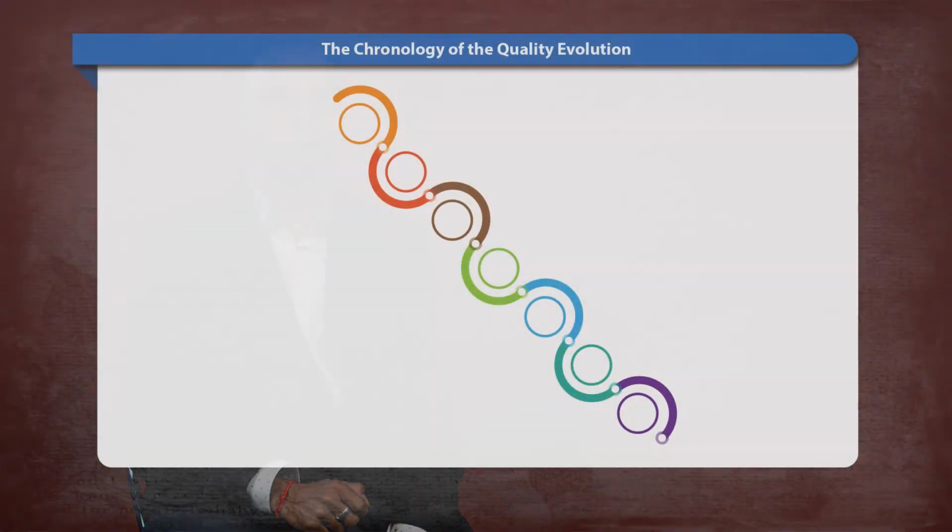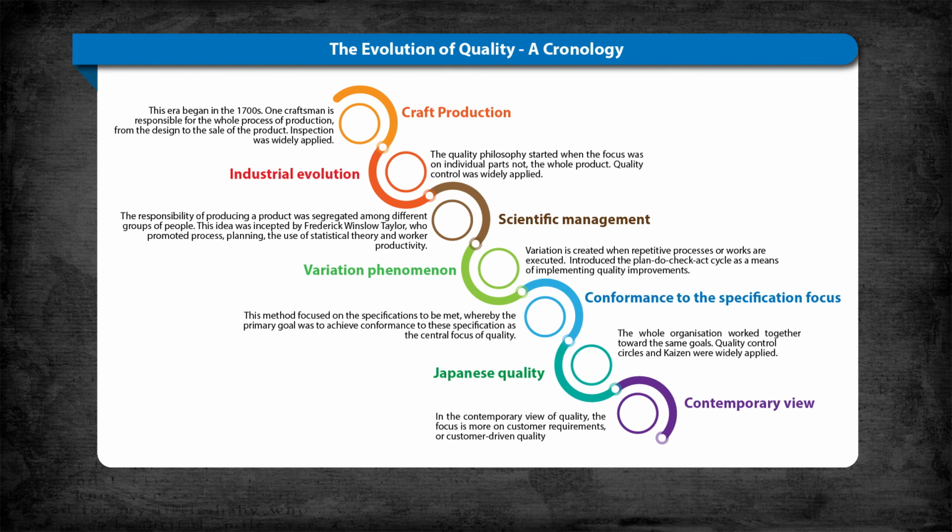Quality thinking has progressively developed over time based on the needs of the particular time, which has led to the advancement of the concept of quality. The following is the chronology of the quality evolution. Number 1, craft production. This era begins from the 1700s. One craftsman is responsible for the whole process of production, from the design to the sale of the product. Inspection was widely applied.